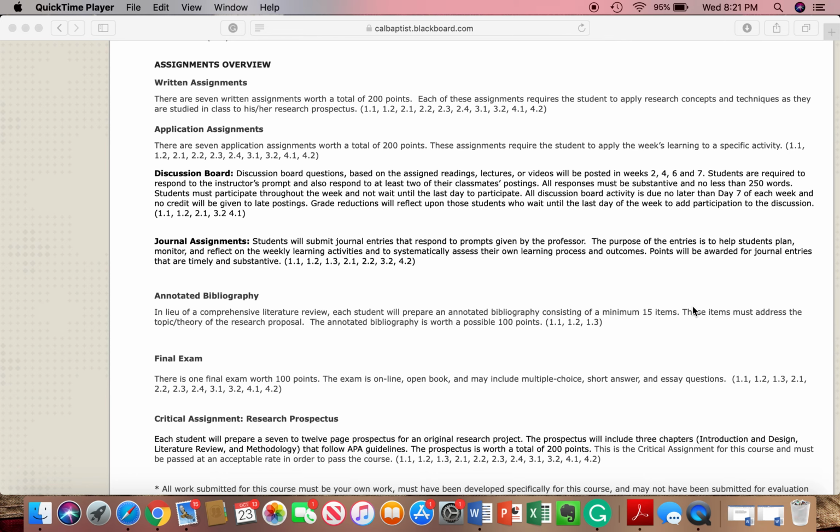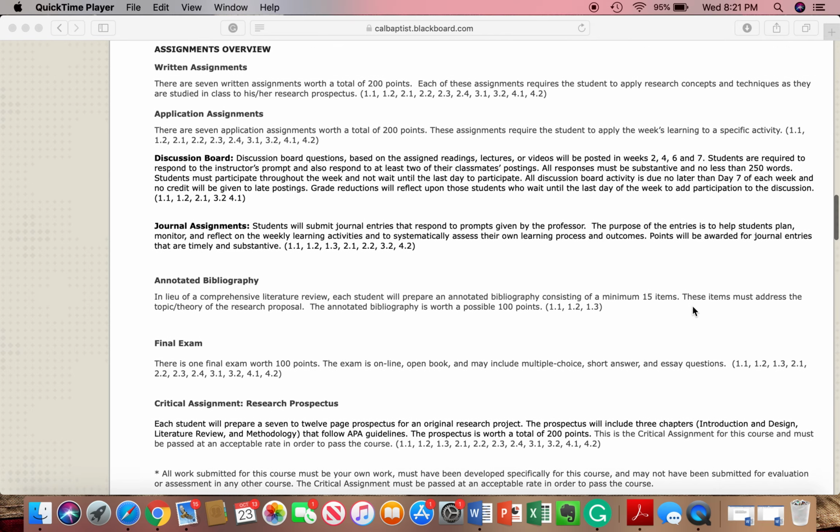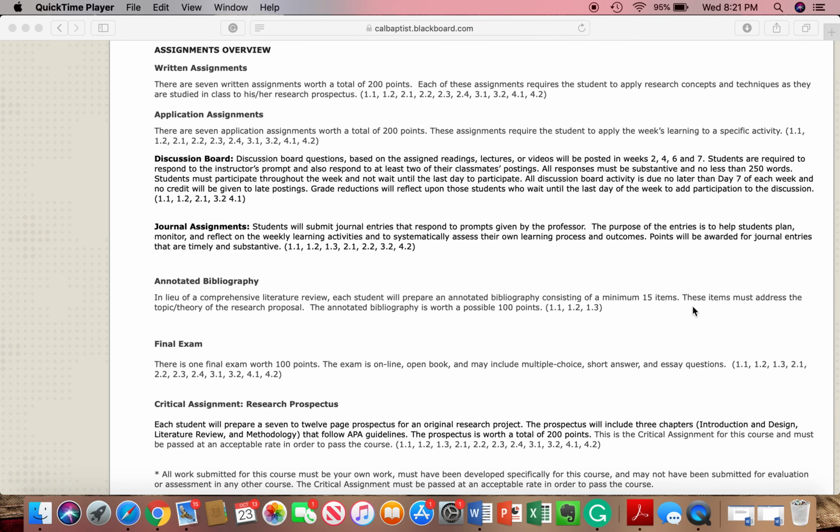We also have some journal assignments. When we talk about our written assignments and journal assignments, the main difference is that a written assignment is where I'm really looking for academic structure, and a journal assignment is more informal, as if you were talking directly to me as your instructor, a one-on-one conversation. We then have an annotated bibliography and a final exam.